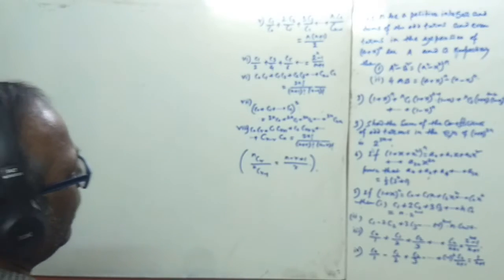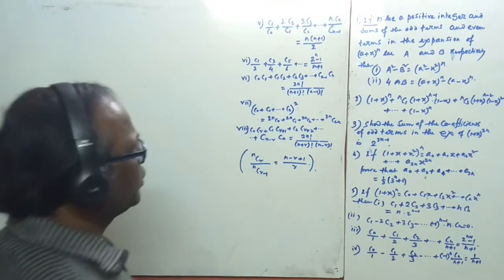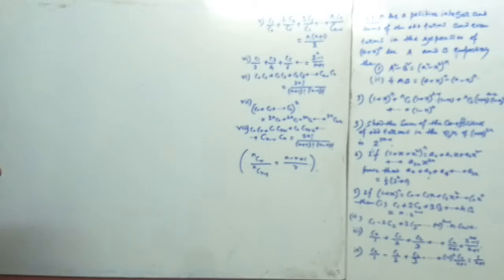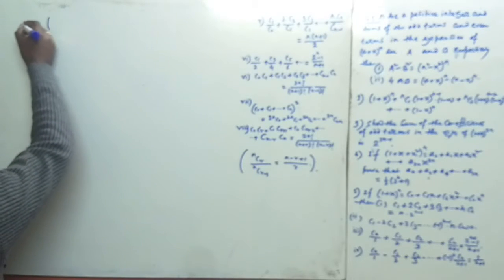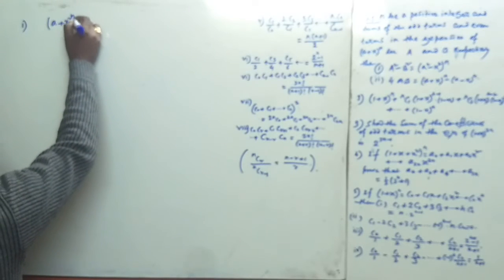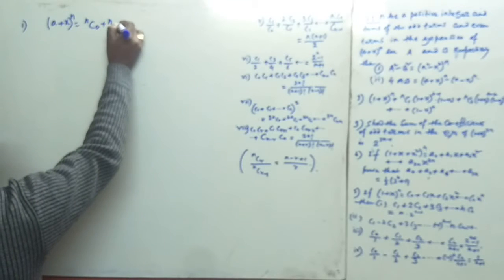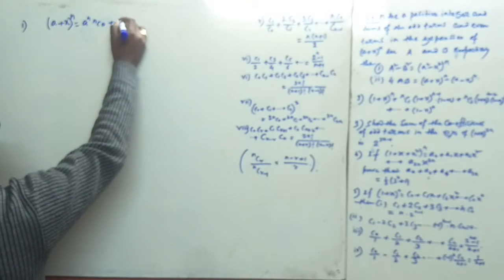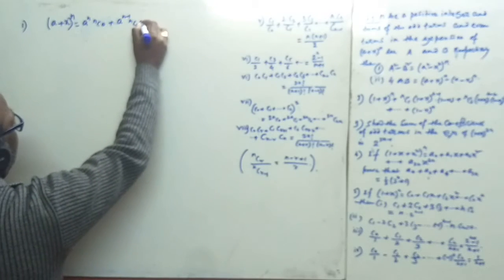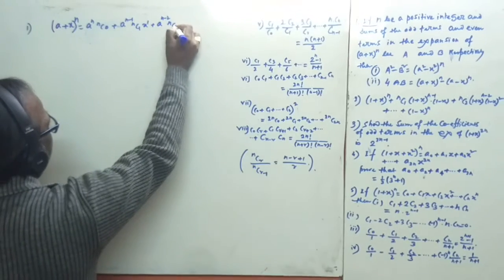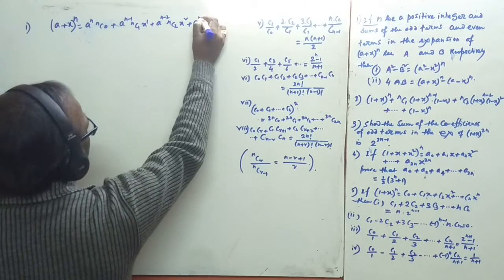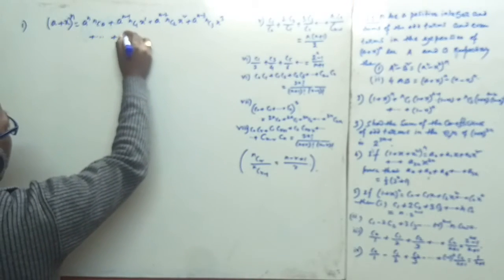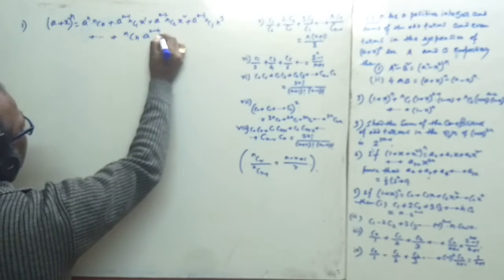Question number 1. Let n be a positive integer, and the sums of the odd terms and even terms in the expansion of (a plus x) to the power n be A and B respectively. Now expand: (a plus x) to the power n is equal to nC0 a to the power n, plus nC1 a to the power n minus 1 into x to the power 1, plus nC2 a to the power n minus 2 x to the power 2, plus nC3 a to the power n minus 3 x to the power 3, and so on, up to nCn a to the power n minus n and x to the power n.